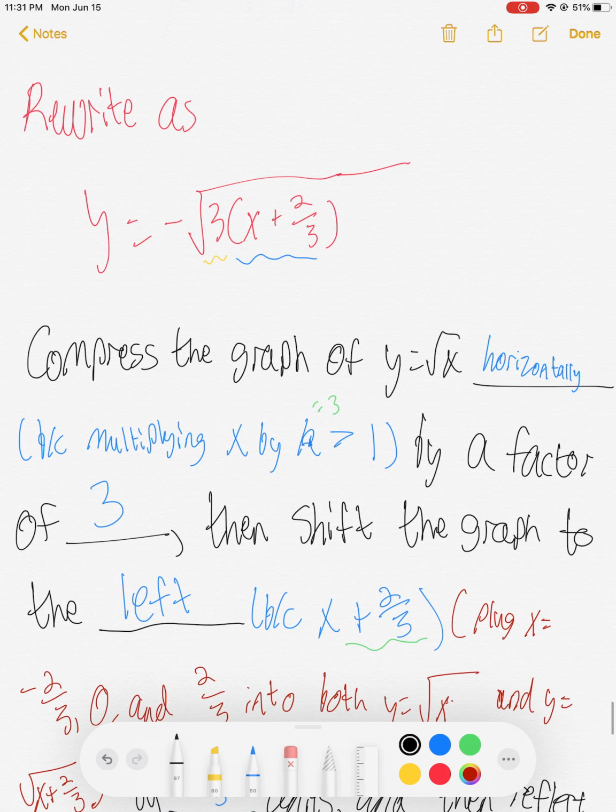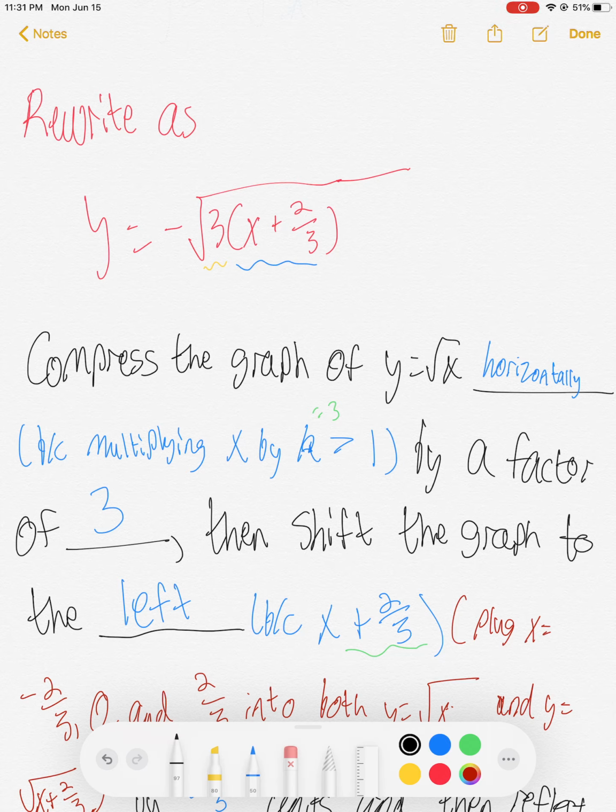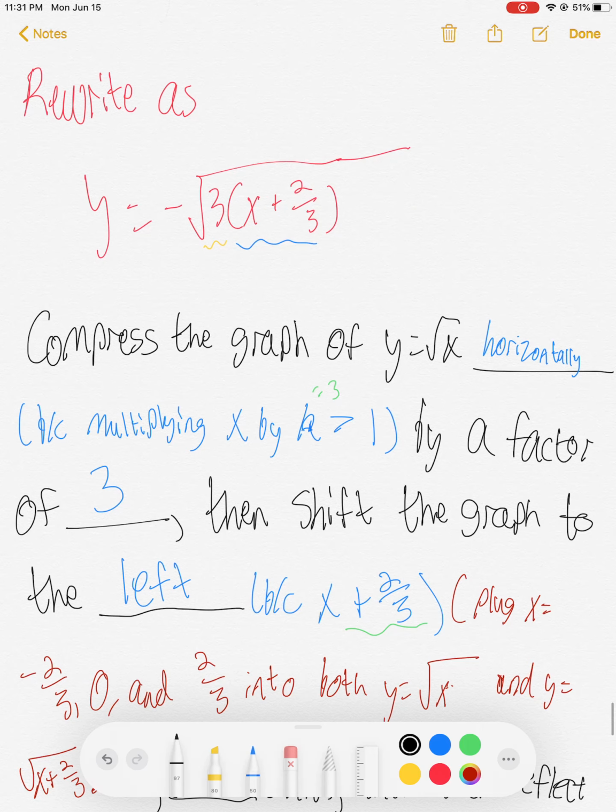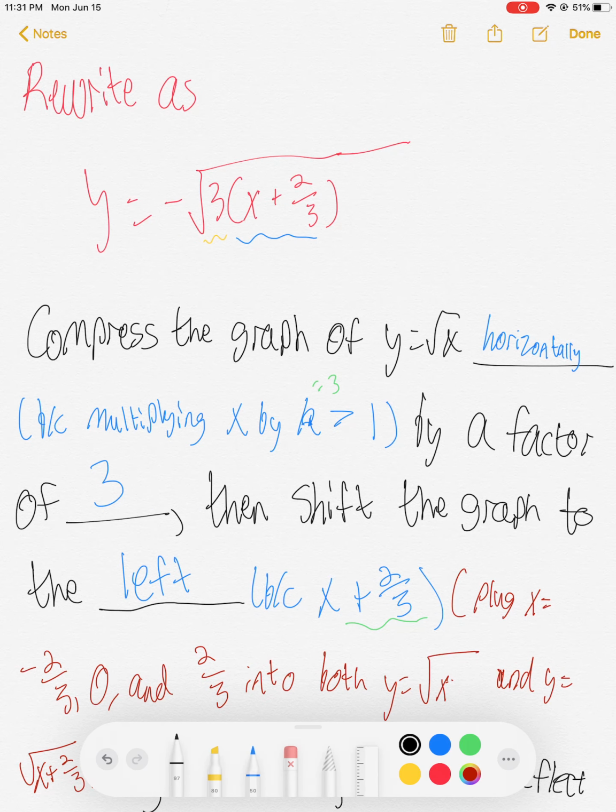Finally, we are then going to reflect it about the blank axis. Oh, I guess it doesn't say axis, but both of the answers have axis in them, so that's okay. So are we going to reflect it over the x or the y axis? Well, since we have a negative out front of the square root.